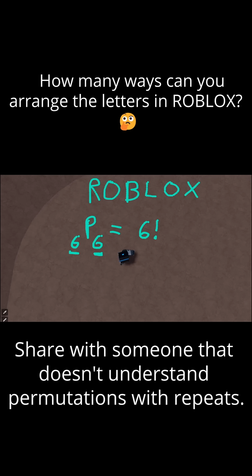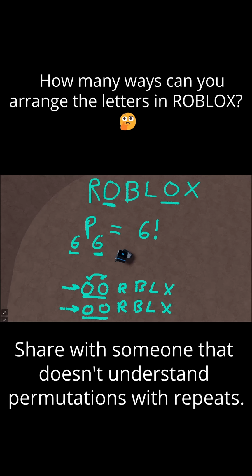Now, we're almost done. Normally this would be the case, but there's one thing you need to watch out for. Notice how we have repeat letters. So if I had R, B, L, X, and then if I flip these 2 positions, I'd also have O, R, B, L, X. Well, wait a minute, I just flipped these letters, so that should be a different combination, but they look identical. These are the same thing, because these are the same letter. So there's repeat letters in our problem. How do you account for that?